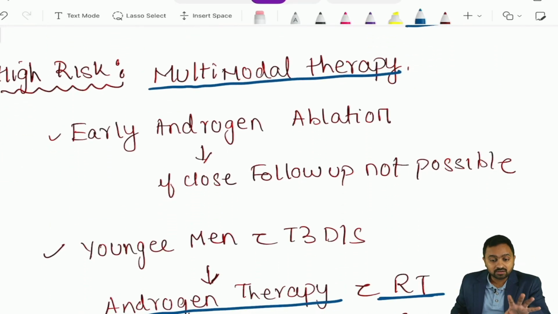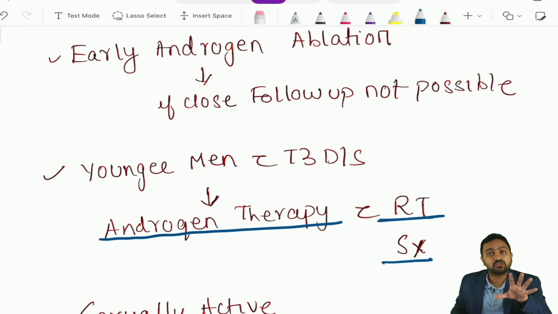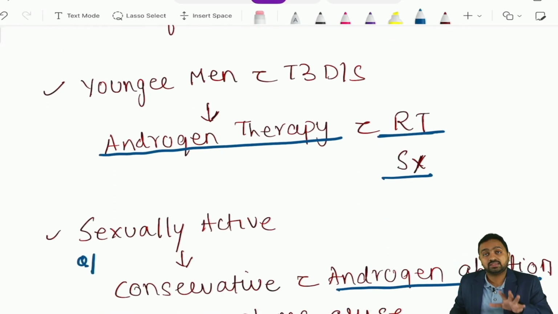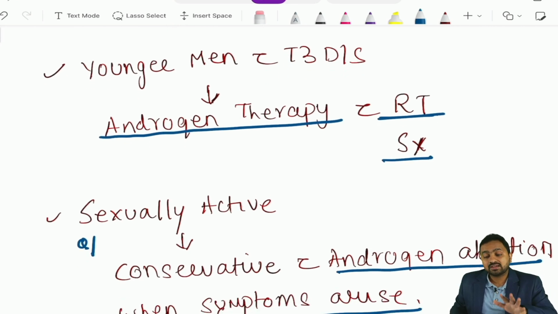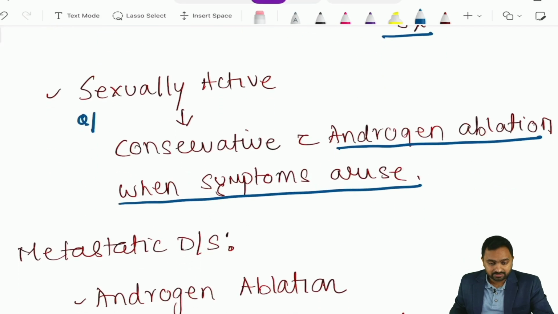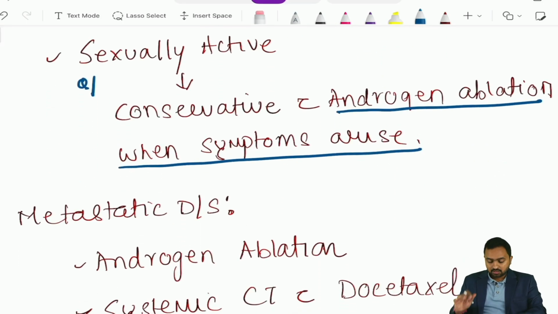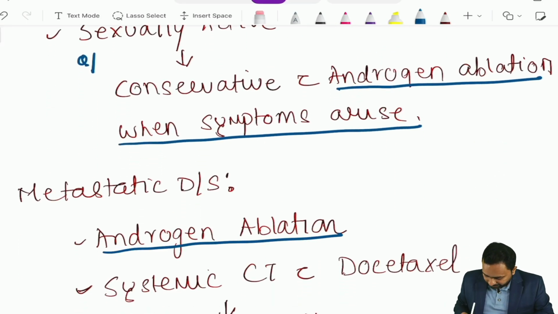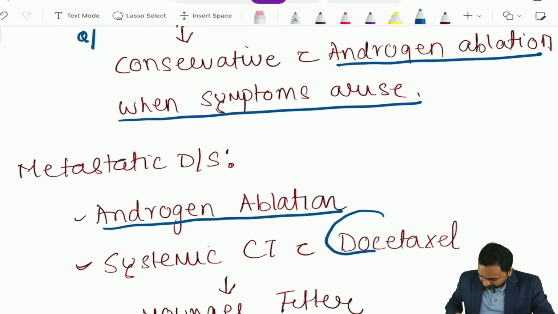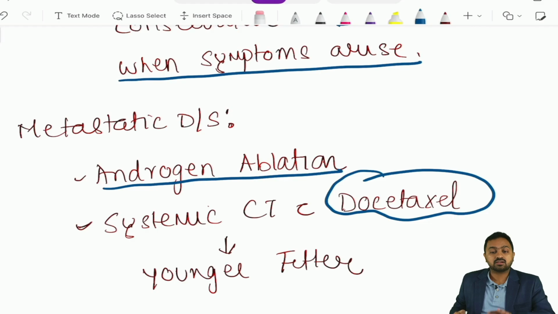If it is a younger man, you can go for androgen therapy with radiotherapy and surgery. If it is a sexually active man, then you would obviously want to go for conservative therapy with androgen ablation when symptoms arise. For metastatic disease, you do androgen ablation and systemic chemotherapy with docetaxel, right, in a younger fitter individual. So, this is in summary regarding prostate cancer management, right.